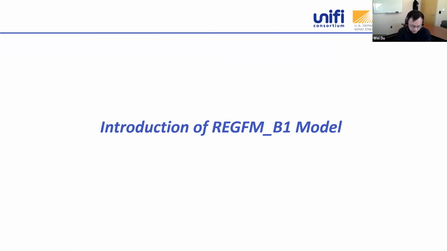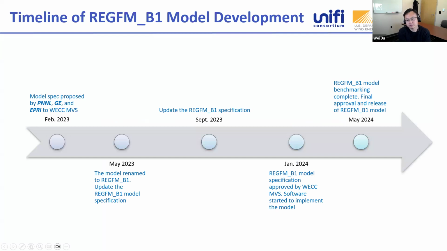And then I will introduce the newest model, the second model recently approved by WECC, the REGFM B1 model, which represents a virtual synchronous machine. And here is the timeline for this model's approval process. Because of the work we did on the first model, the WECC industry and also the software vendors now have a better understanding of the basic concept of grid forming.